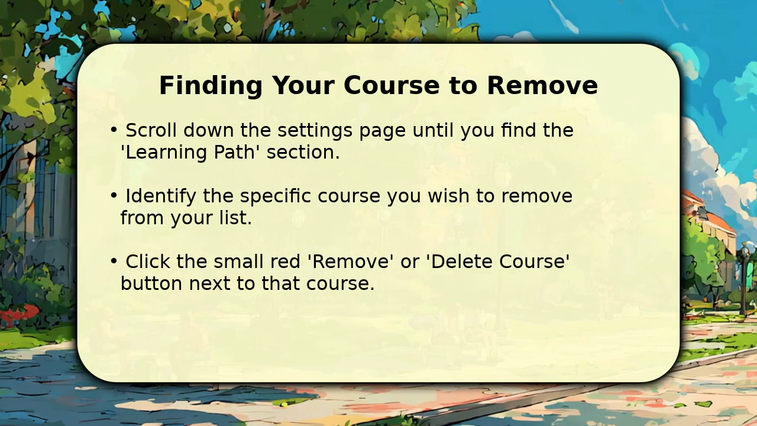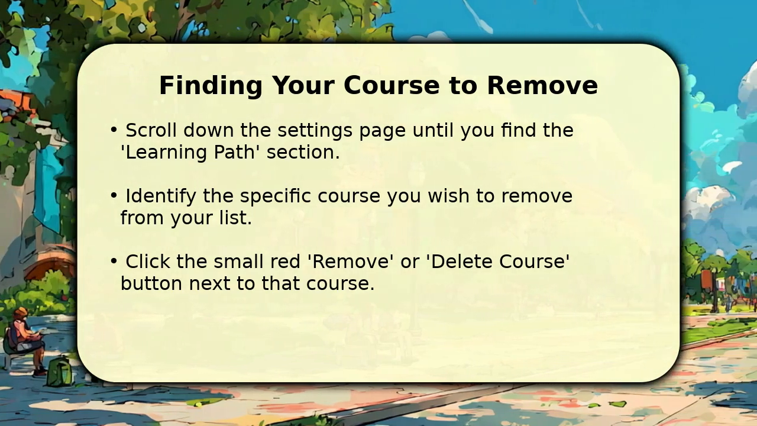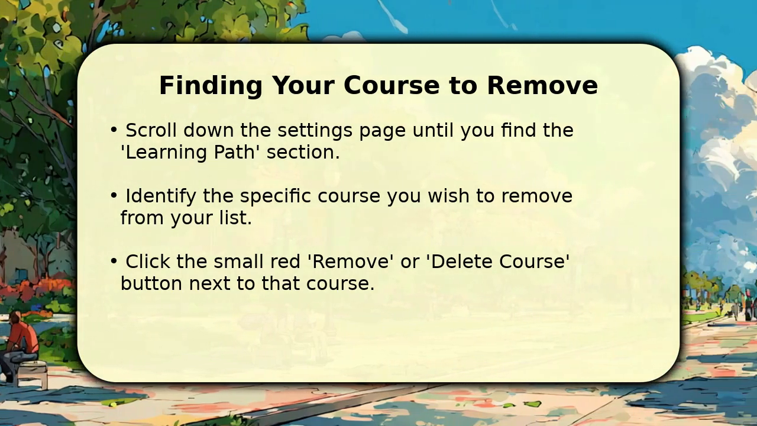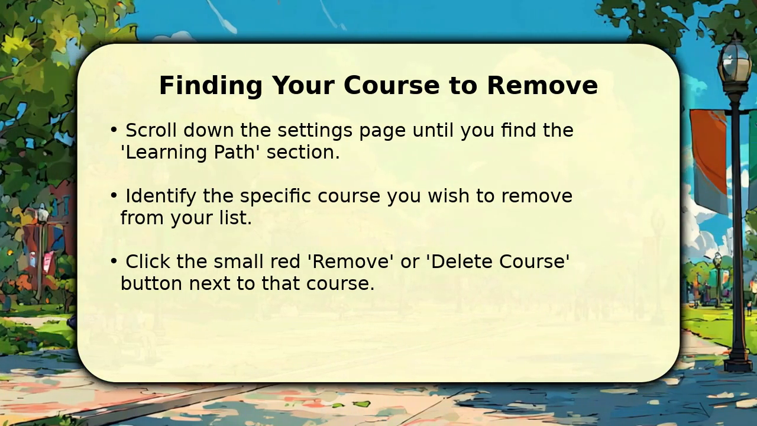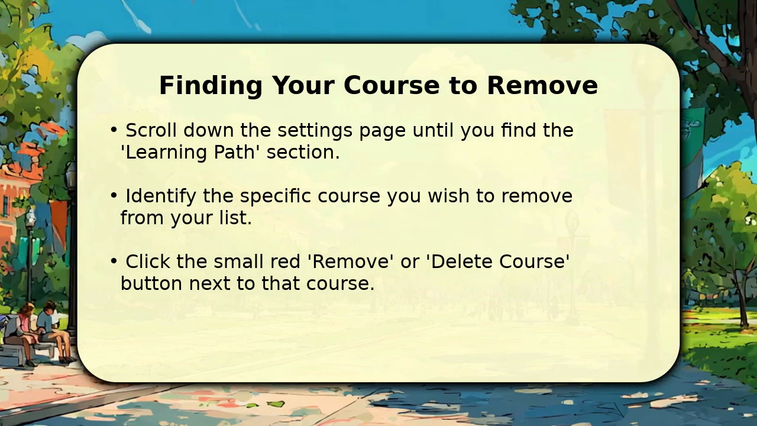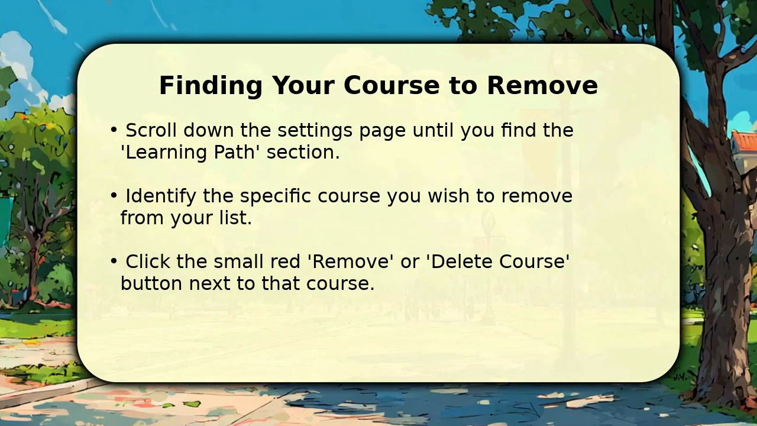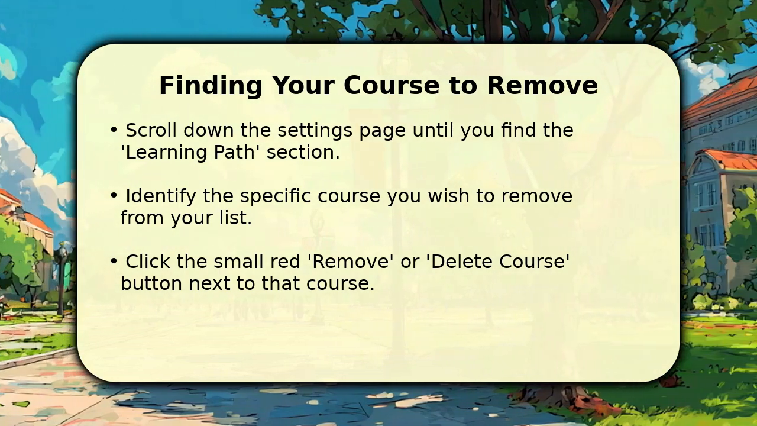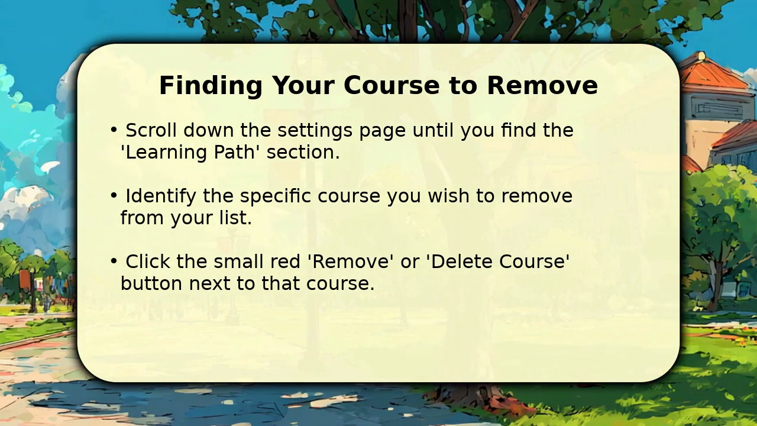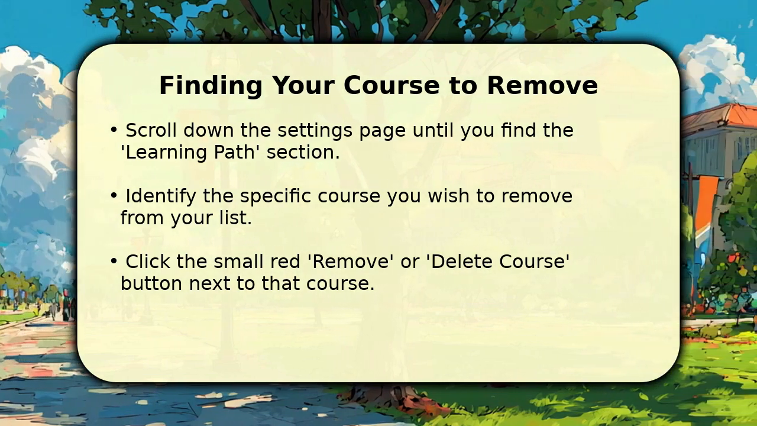Within your settings page, you will need to scroll down a bit until you locate a section clearly labeled as Learning Path or sometimes Courses. Here, you will see a list of all the language courses you are currently enrolled in. Carefully find the particular course you intend to remove. Beside each course, you should see a small, usually red, button to initiate its deletion.